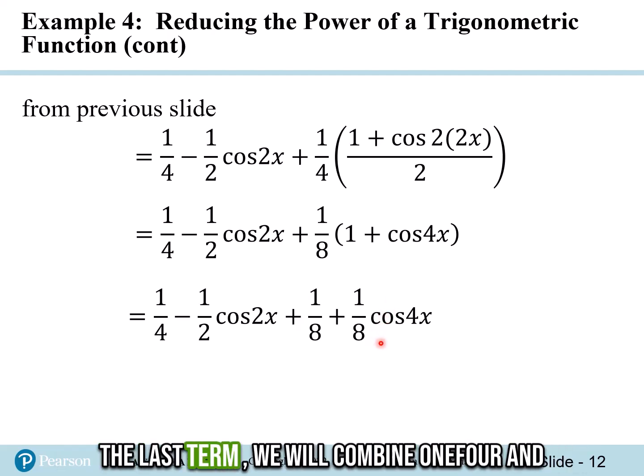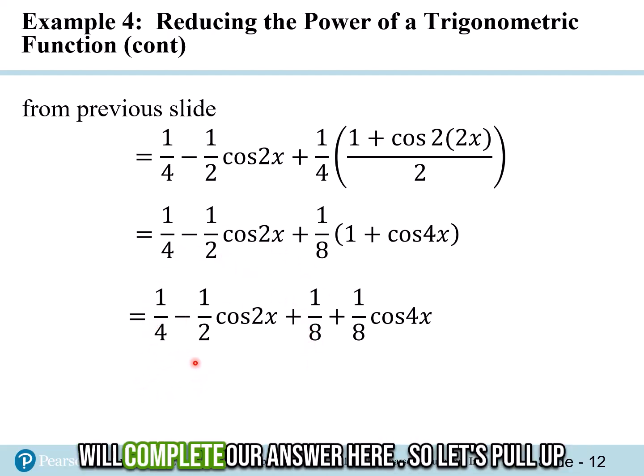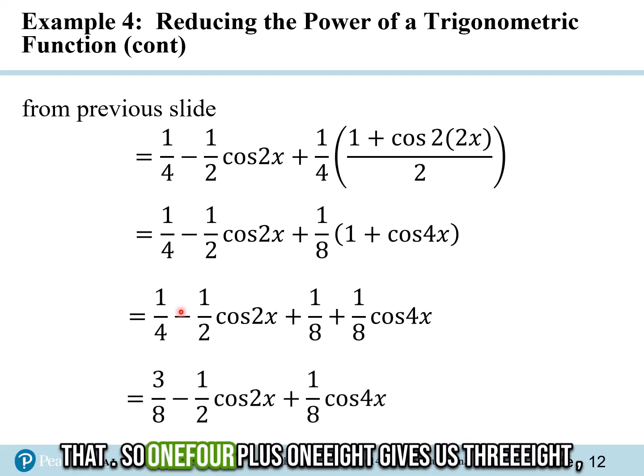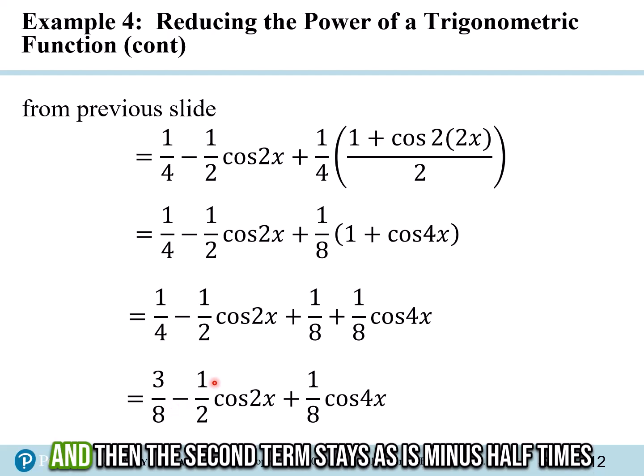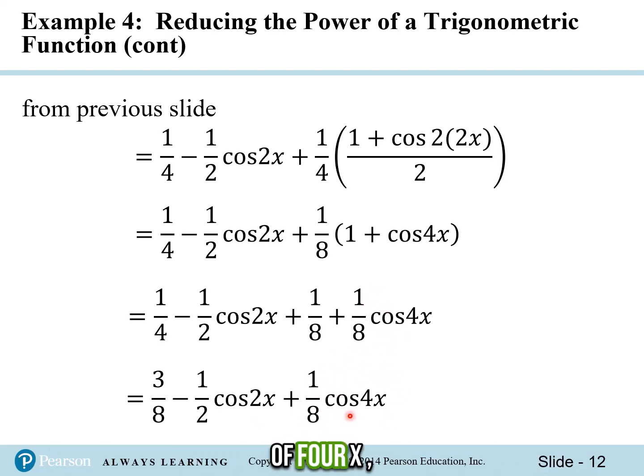In the last term, we will combine 1/4 and 1/8. We will add 1/8 to 1/4, and that will complete our answer here. So let's pull that up. So 1/4 plus 1/8 gives us 3/8, and then the second term stays as is, minus half times cos of 2x, and the third term is 1/8 times cos of 4x.